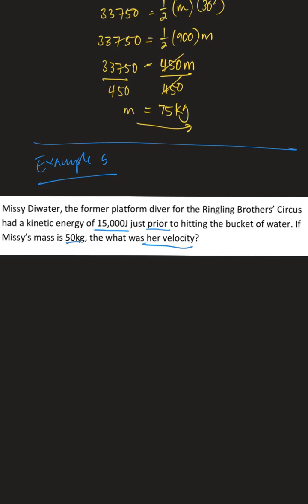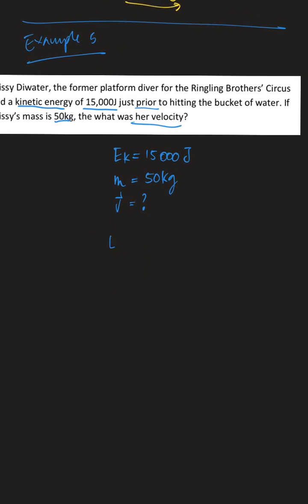Right, so they're telling you we have kinetic energy. So I'm going to write EK is equal to 15,000 joules. And they're telling us her mass was 50 kilograms. What we don't know is her velocity. So that's what we're looking for. So when we put it into our equation, we're going to go EK is equal to half mv squared. All right, this squared here, this is a different kind of example, so please make note of this. I don't want velocity squared, I want velocity by itself.